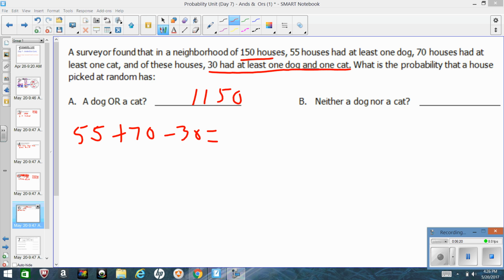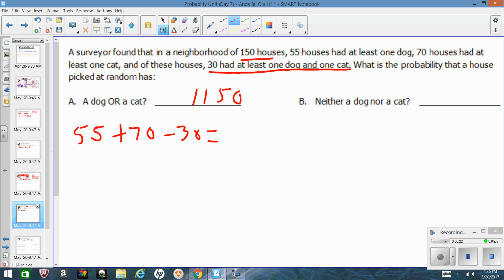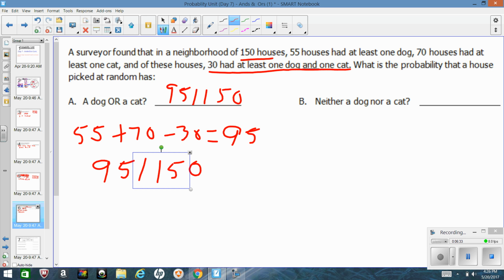and so this would give us a total of 95. So we would have 95 out of 150. And that would reduce, 95 out of 150 would go to 19 out of 30.